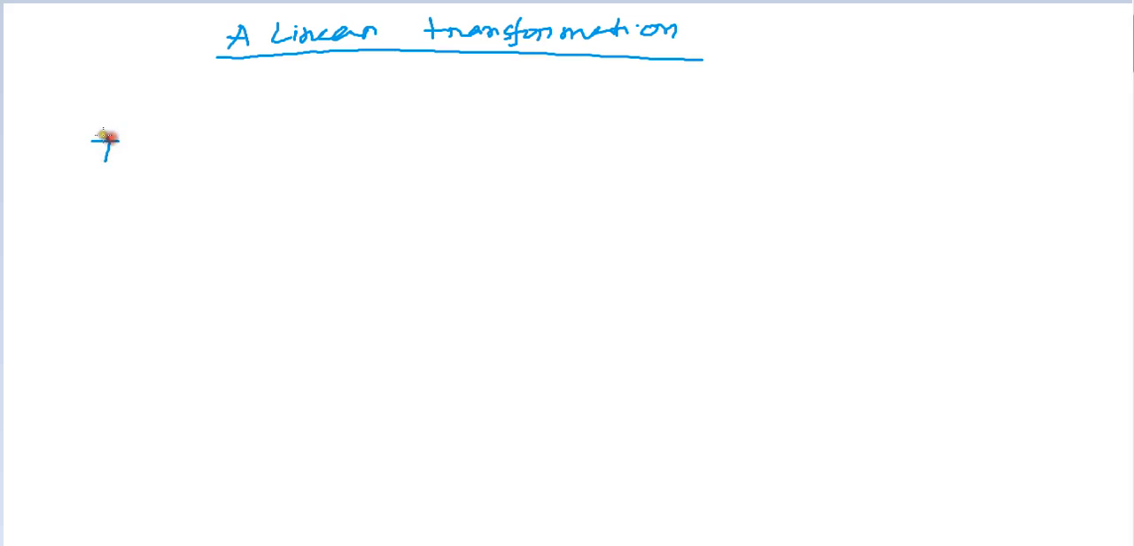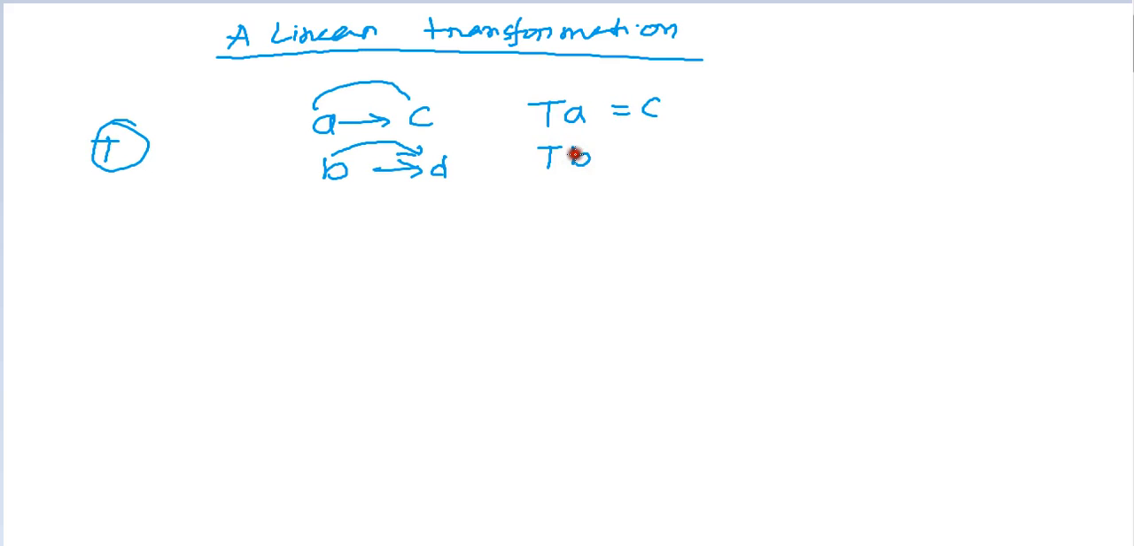Let T be a transformation that transforms any vector into another vector. For example, if T transforms a vector A into C and B into D, then how can we write that? We write T of A equal to C. So T transforms A into C and T transforms B into D.